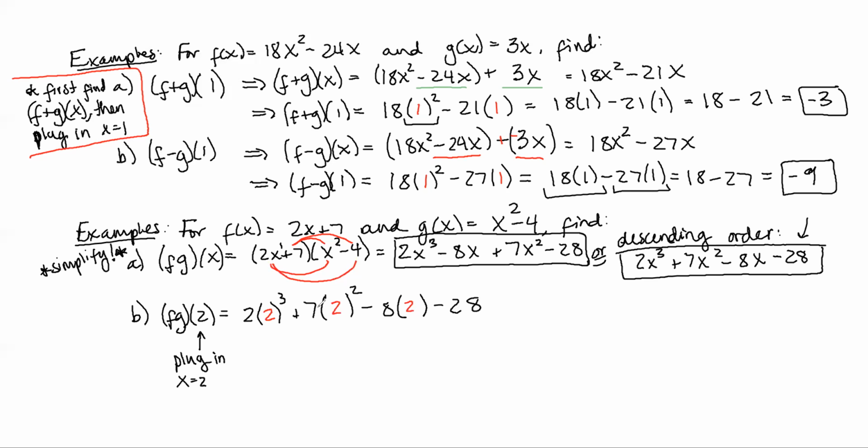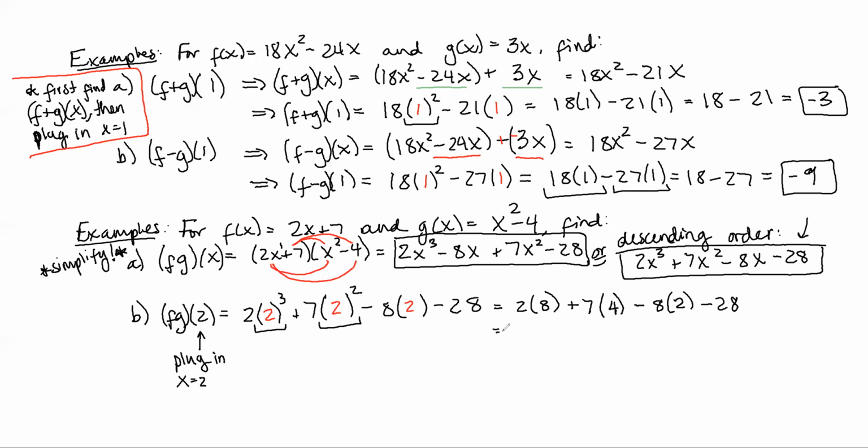So I use the descending order version of this one. You could also plug it into this and you'd get the same answer. So we go ahead and simplify this. Again, exponents first. So 2 cubed, 2 times 2 times 2 is 8. So we're going to have 2 times 8 plus 7 times 2 squared is 4. And I'm going to leave this subtraction until the next step because then we can do all of our subtraction at once. So we have minus 8 times 2 minus 28.